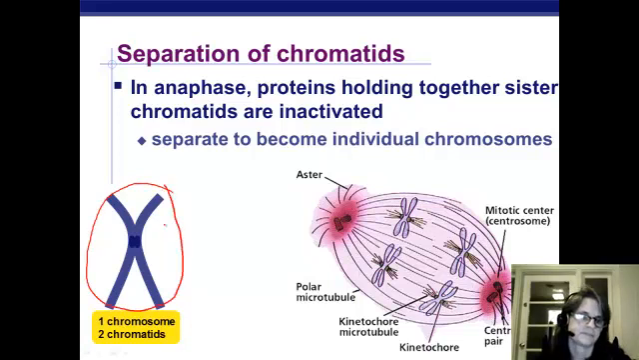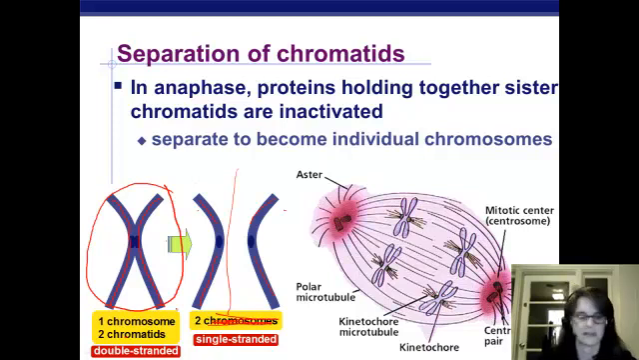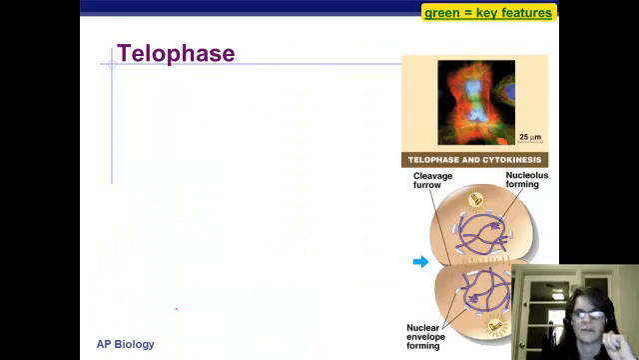This one chromosome made of 2 chromatids, 2 identical pieces of DNA, in anaphase is double-stranded, but it is going to go to being single-stranded. Basically, it is now 2 independent chromosomes. Okay? These, when they were joined, were called chromatids. When they separate, we go back to calling each one of them a chromosome. Again, it is a single-stranded chromosome, not a double-stranded one now, each of them.